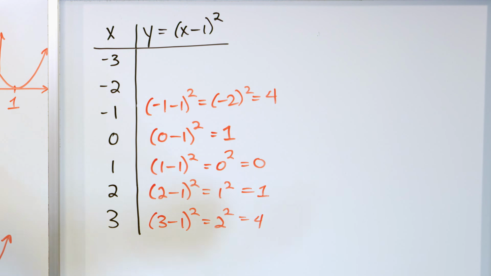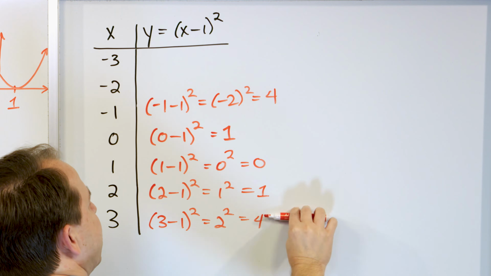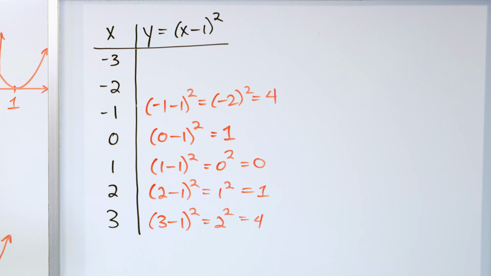Let's pause for a second. See how we have a center point? We have symmetry here, and we have a 4 and a 4. We have symmetry building here.